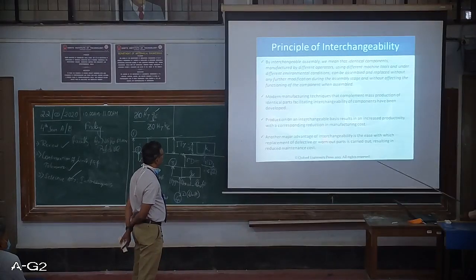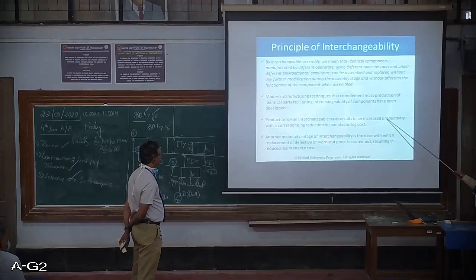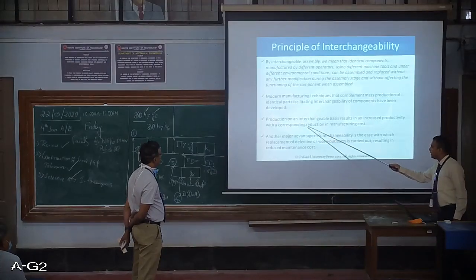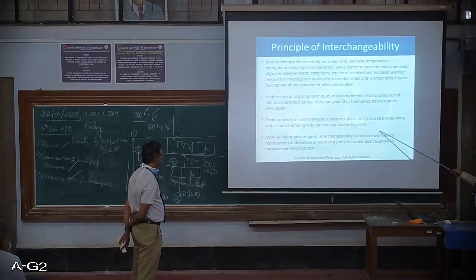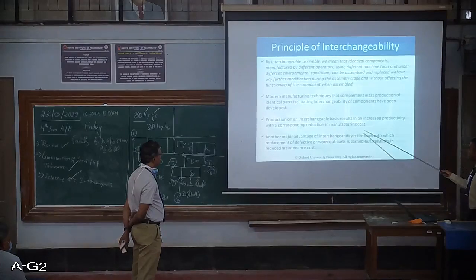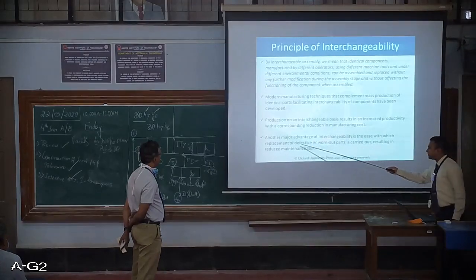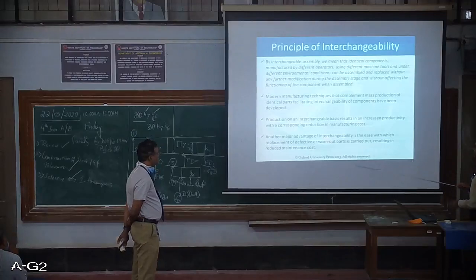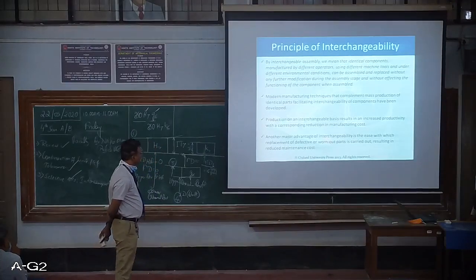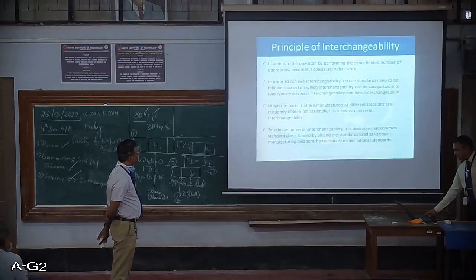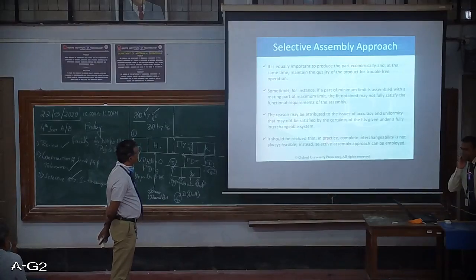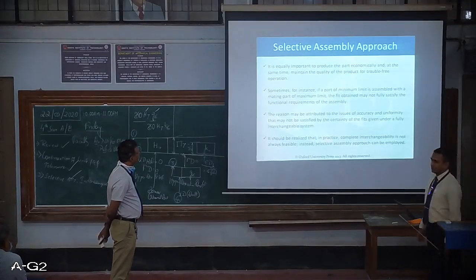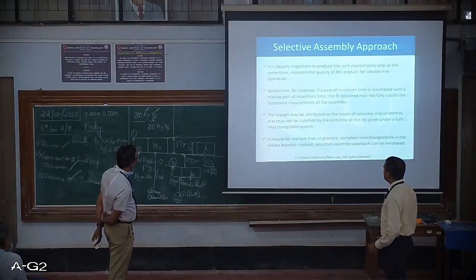Production on an interchangeable basis results in increased productivity with a corresponding reduction in manufacturing cost. Another major advantage of interchangeability is the ease with which replacement of defective or worn out parts is carried out, resulting in reduced maintenance cost. So that is interchangeability. Next is selective assembly. So what do you mean by selective assembly?